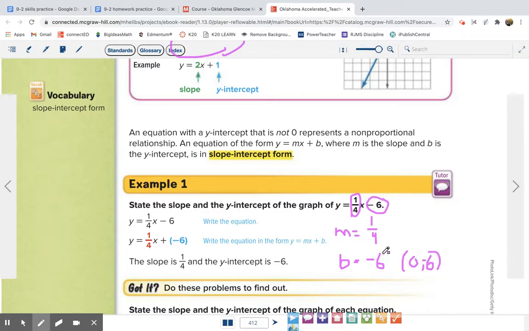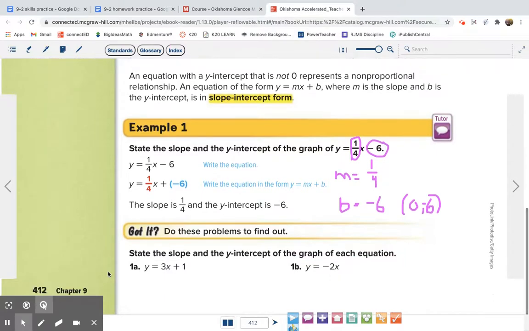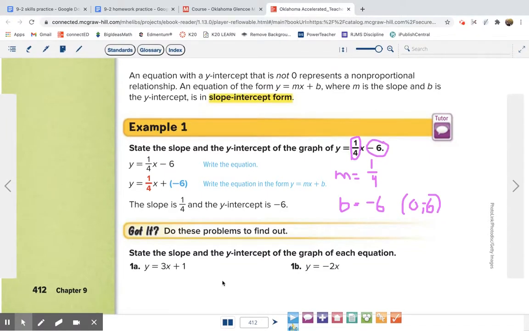Okay, I want us to get used to writing it like that too, because that'll be helpful for a few examples ahead from now. So go ahead and try 1A and 1B. Hopefully these shouldn't be too difficult for you so far. You're just stating your slope and y-intercept of the graph of each equation. If you're confused on a part, at least put what you know, and then when I go over it, I think it'll make sense. So try 1A and 1B, and then I'll go over it with you.